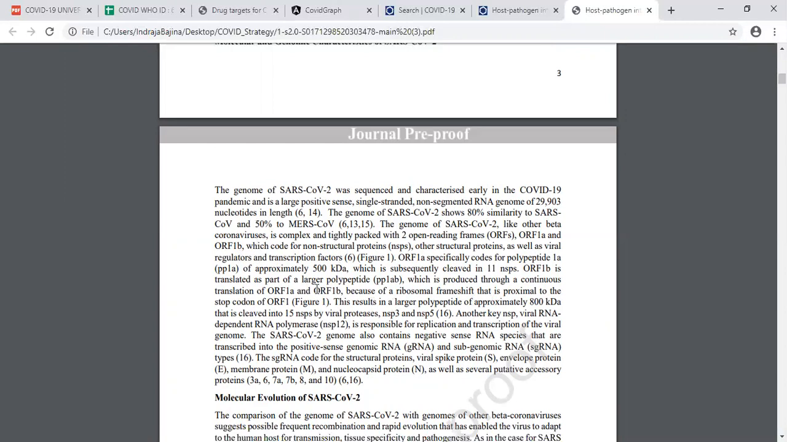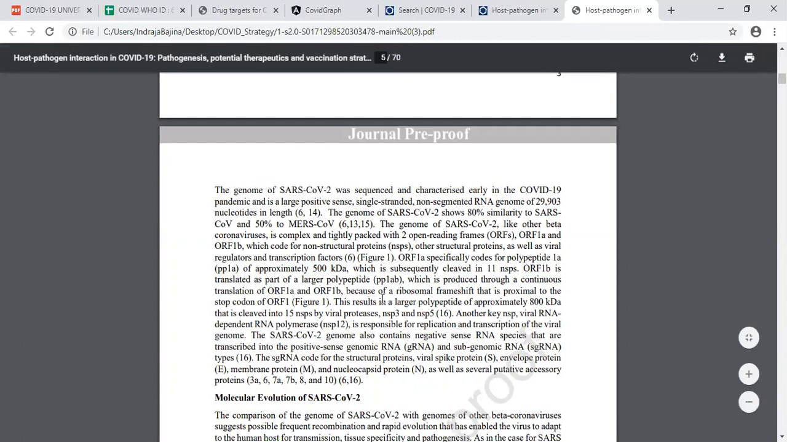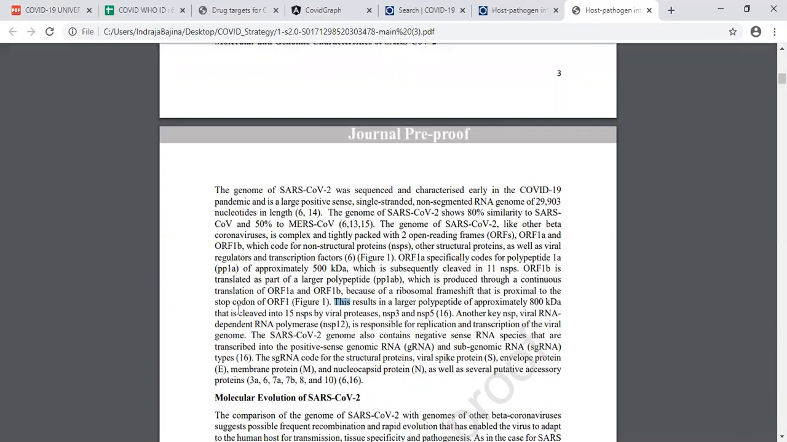And this actually makes it difficult for automated extraction of nodes and relationships. But to illustrate the point which I'm making, for example, you have a relationship between these 2 sentences where you are mentioning that this results in a larger polypeptide of approximately. So what results? ORF1b is translated as part of a larger polypeptide, which is produced through a continuous translation of ORF1a and ORF1b because of a ribosomal frame shift that is proximal to the stop codon of this. So this is referring to continuous translation of ORF1a and ORF1b. So what you would mention is translation of ORF1a and ORF1b as your source node.